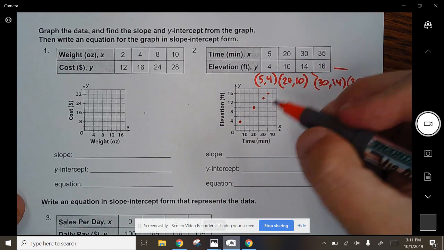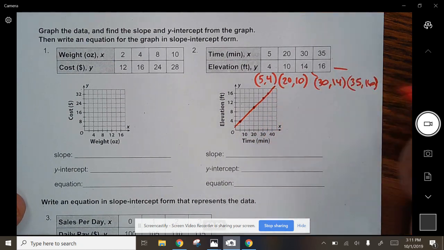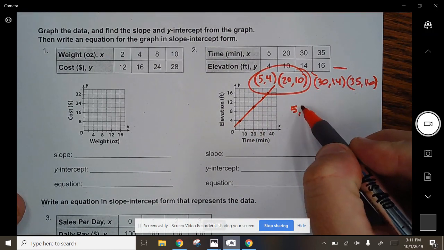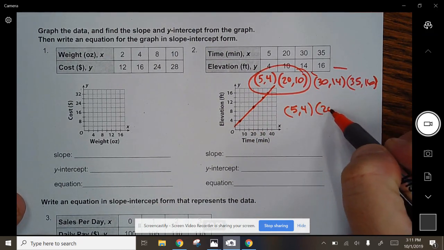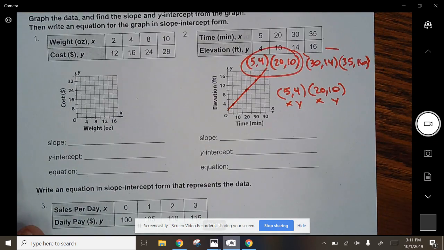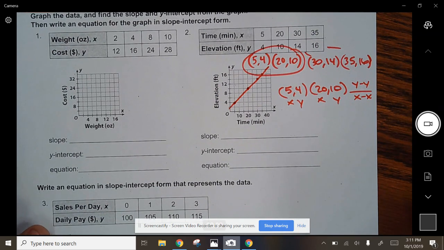And you can see it's going to create a linear model or a linear function, linear equation. But I want to make sure you know you have these 2 points. I want you to solve the rest of it. I want you to go x, y, and then what's the formula again? We're going to go y minus y over x minus x.